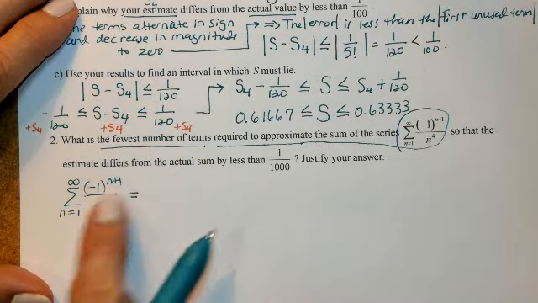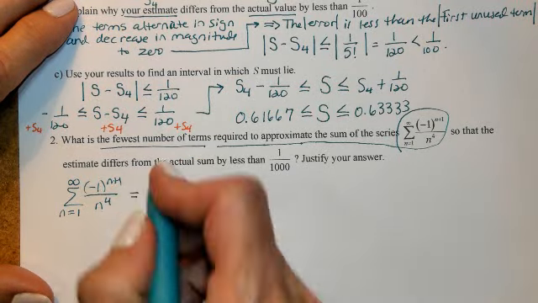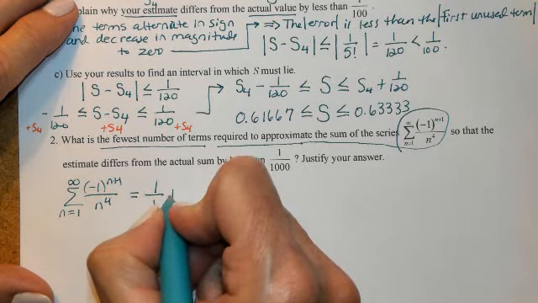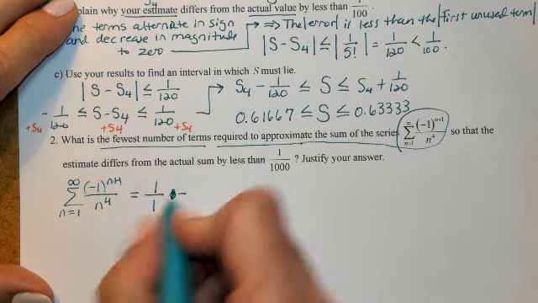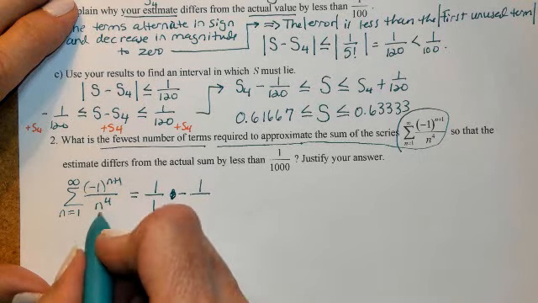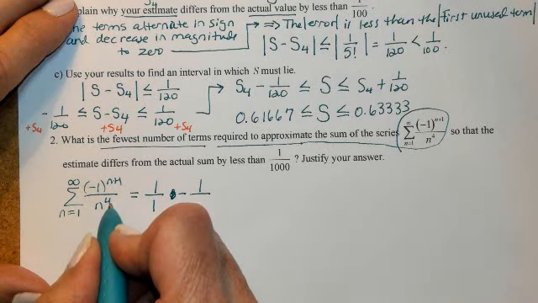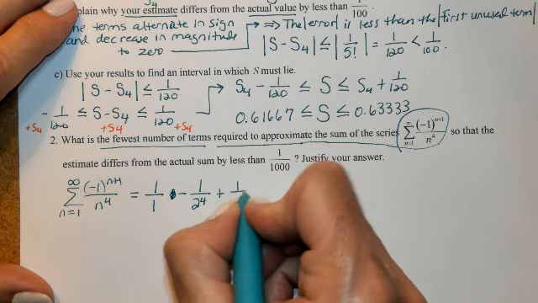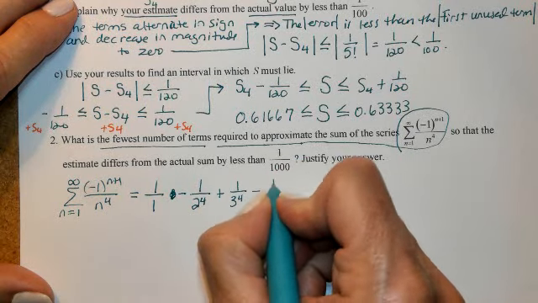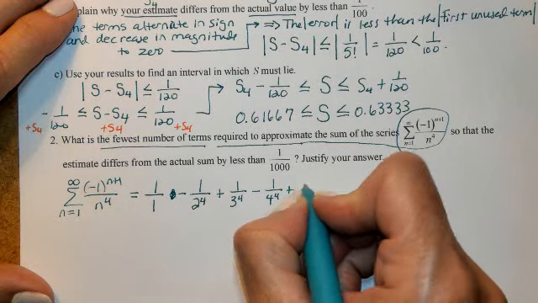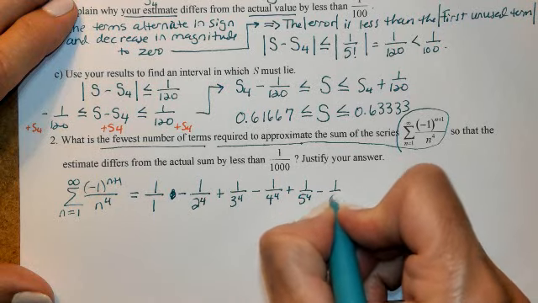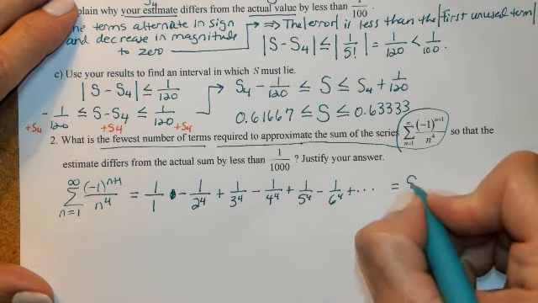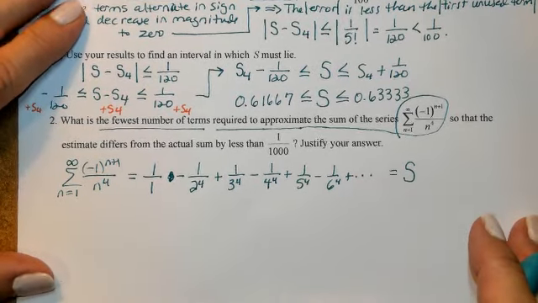Starting when n is 1, our exponent is even, so we're going to start positive. 1 over 1 to the 4th is just 1. Minus, because our next one will be a negative, right? 1 over 2 to the 4th, plus 1 over 3 to the 4th, minus 1 over 4 to the 4th, plus 1 over 5 to the 4th, minus 1 over 6 to the 4th, plus dot, dot, dot, and we would keep on going, and that is our actual sum. That's our actual sum, right?